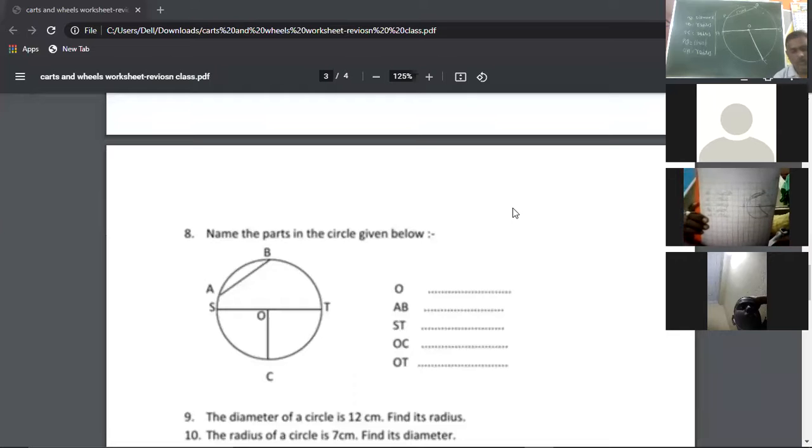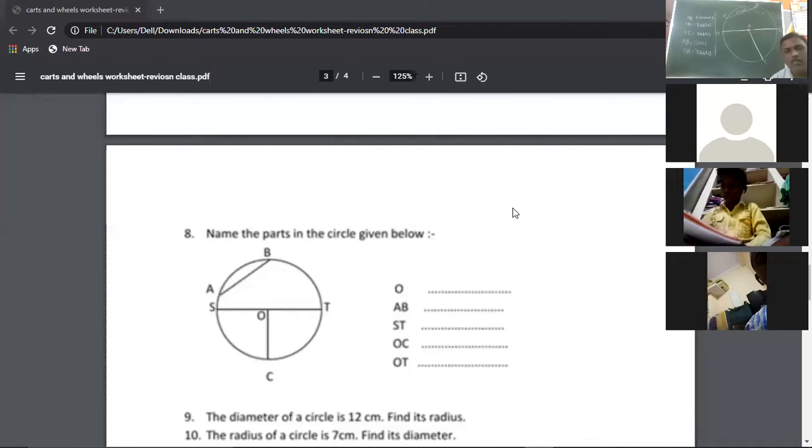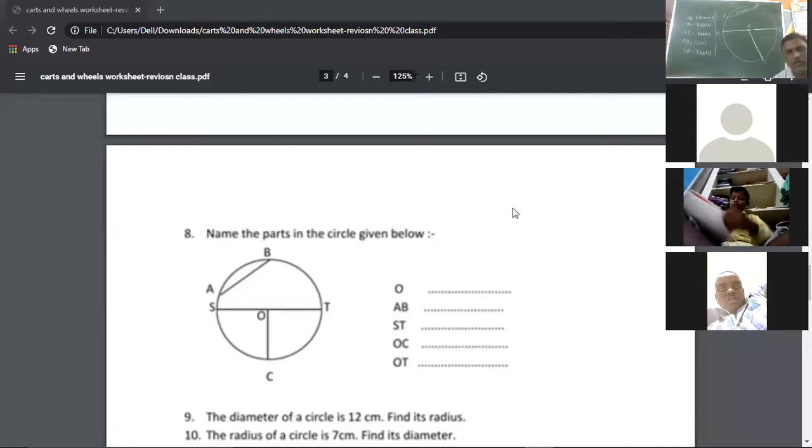Next. This is also the same type. Same question, only names are changed. O is called center of the circle. AB is called chord of the circle. ST is called diameter. OC is called radius. OT is called radius. So do it fast.